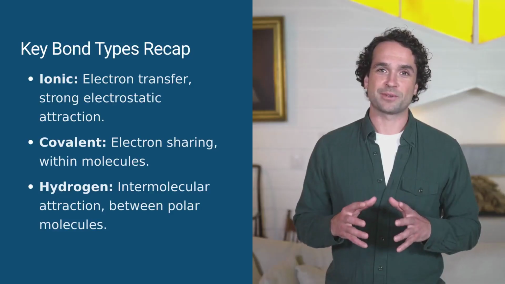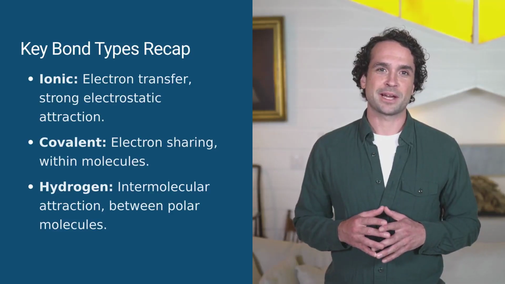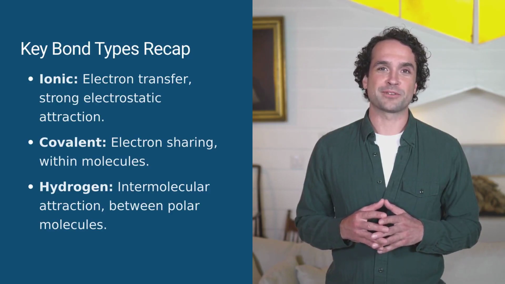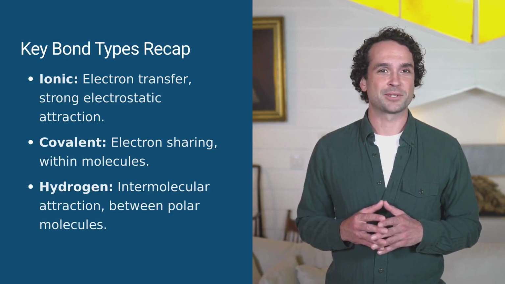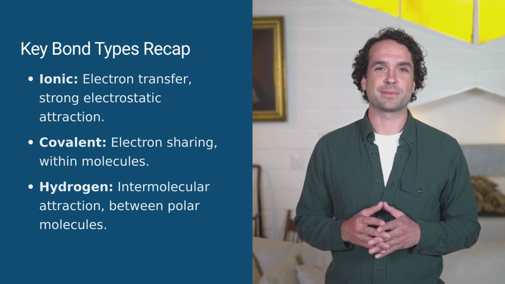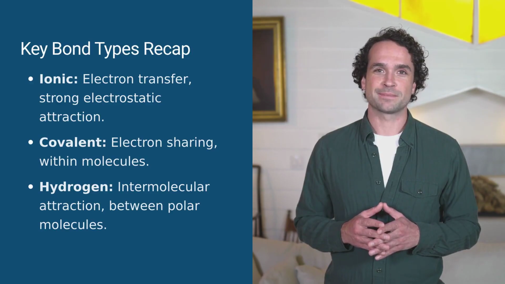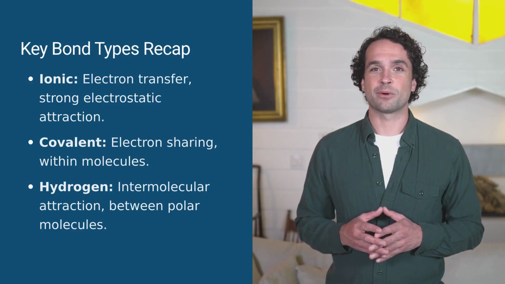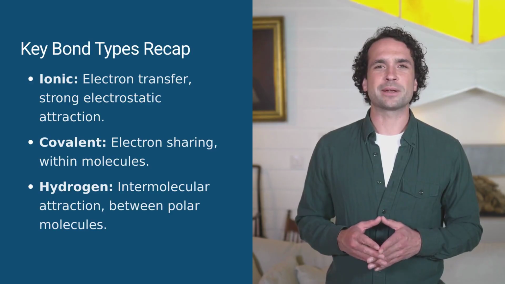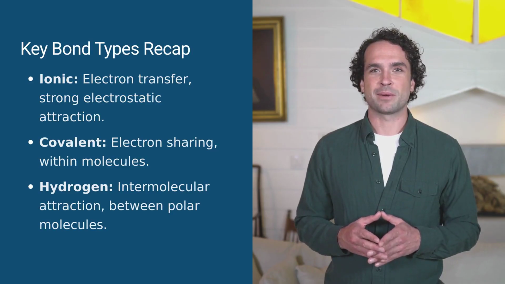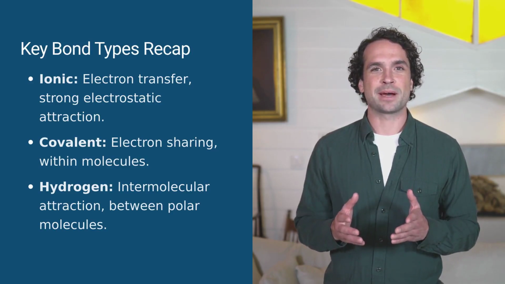In summary, we've explored the 3 primary types of chemical bonds: ionic, covalent, and hydrogen bonds. Ionic bonds involve the complete transfer of electrons, forming charged ions that attract each other. Covalent bonds involve the sharing of electrons between atoms, which can be equal or unequal, leading to nonpolar or polar molecules. And hydrogen bonds, while weaker, are crucial intermolecular attractions between polar molecules, especially vital for water and complex biological structures. These bonds are the foundation of chemical interactions and form the intricate chemistry of life.